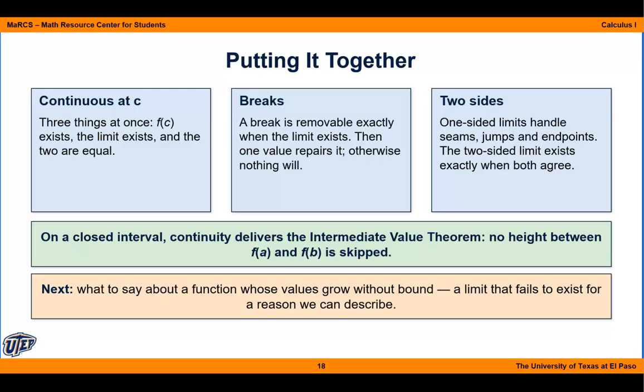One-sided limits allow us to analyze seams, jumps, and endpoints. A two-sided limit exists exactly when the left-hand and right-hand limits exist and agree. On a closed interval, continuity gives us the intermediate value theorem. A continuous function cannot skip any height between its endpoint values. In the next lesson, we will study functions whose values grow without bound and learn how to describe infinite limits.